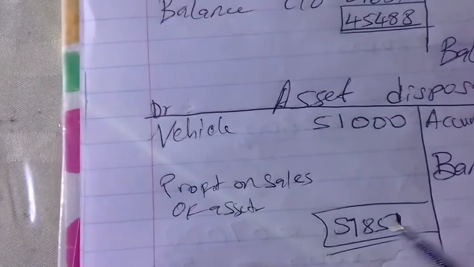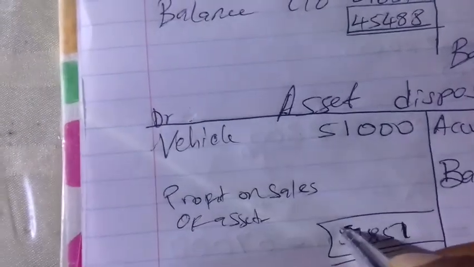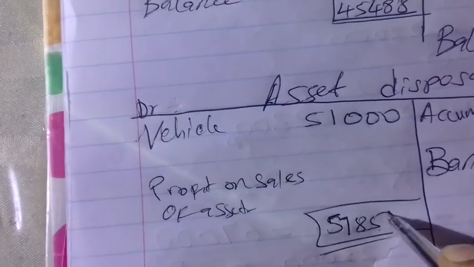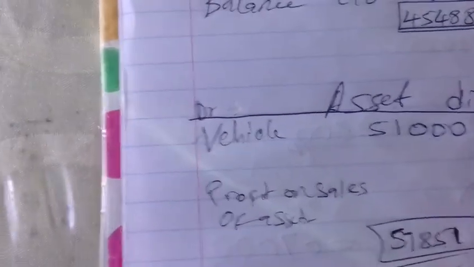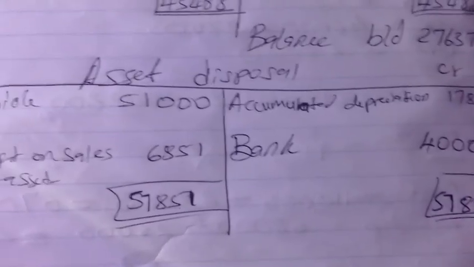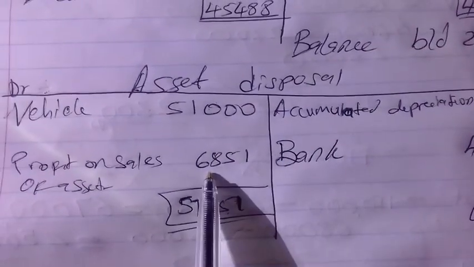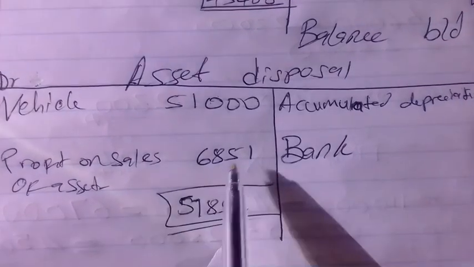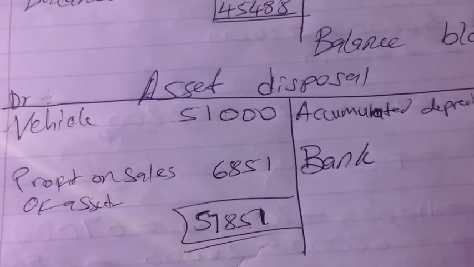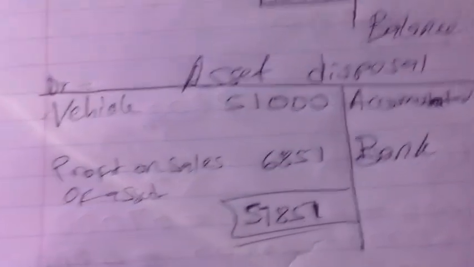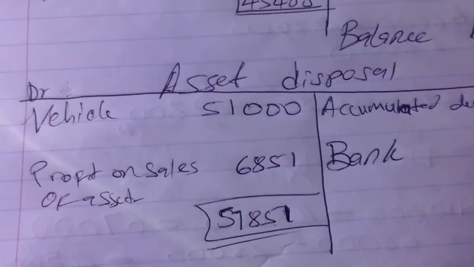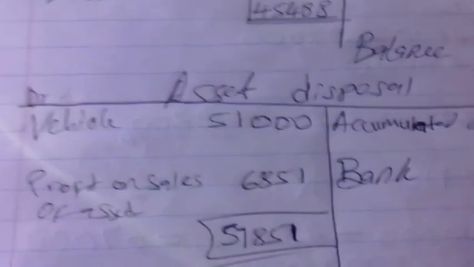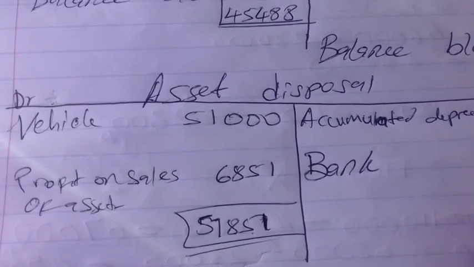You're just going to subtract 51,000 from 57,851. You will have your profit on sales of an asset as 6,851. It's the end of our question. So please try to attempt this question before getting the solutions, just like before I teach you this.